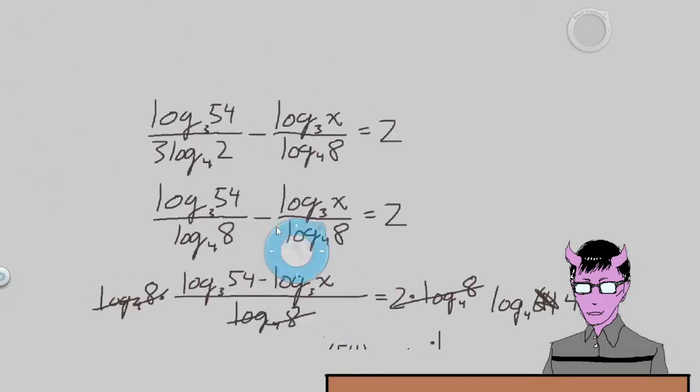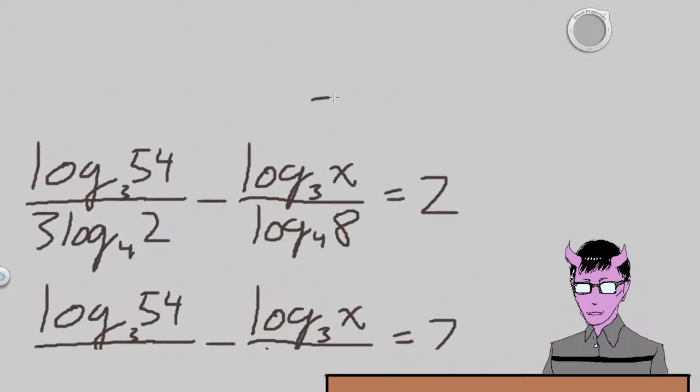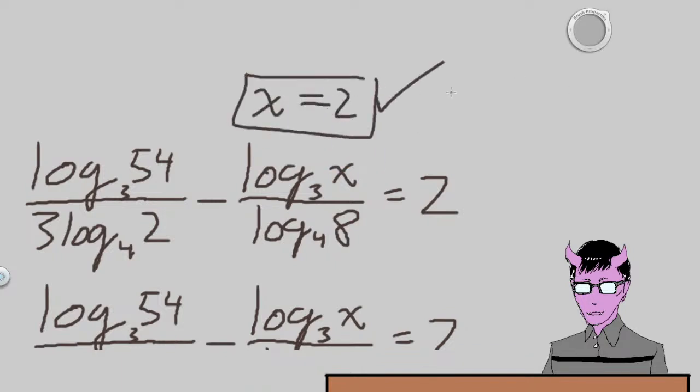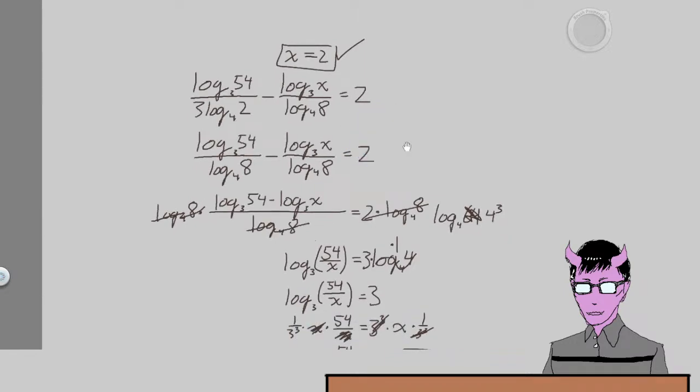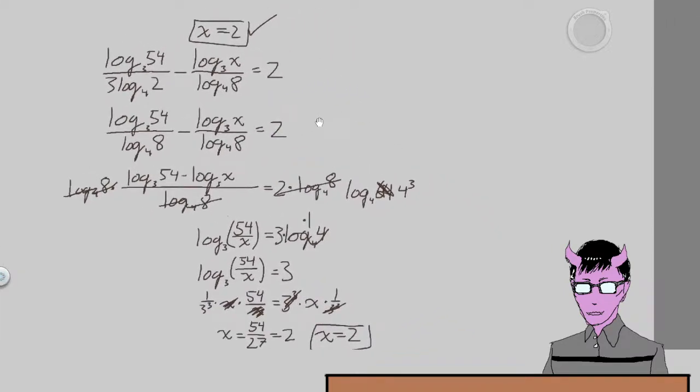Check for extraneous solutions, of course. Can x equal 2? Yeah, no domain conflicts right there, so we should be good to go. So x is equal to 2. Confirmed. Let's take a quick zoom out. There we go, the entirety of the problem.